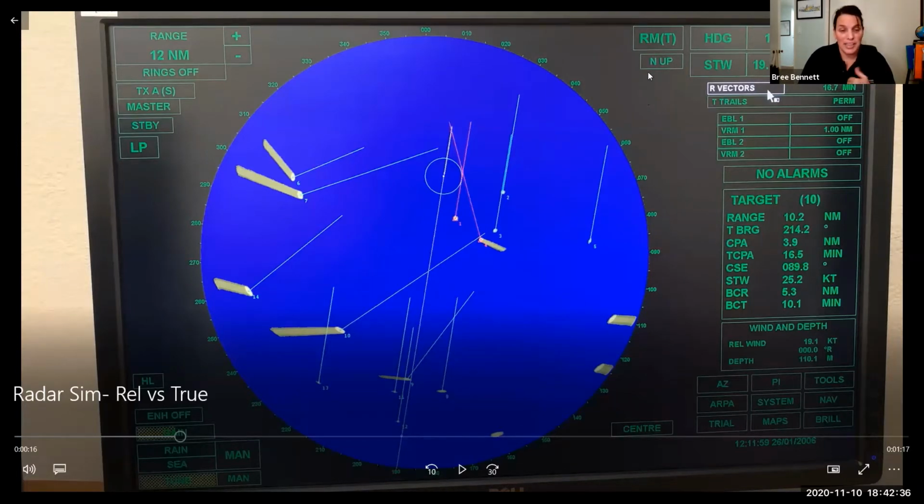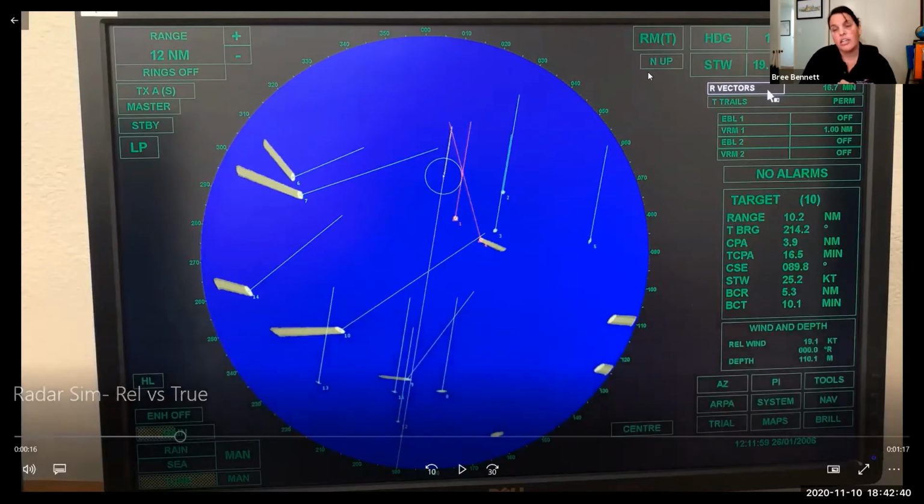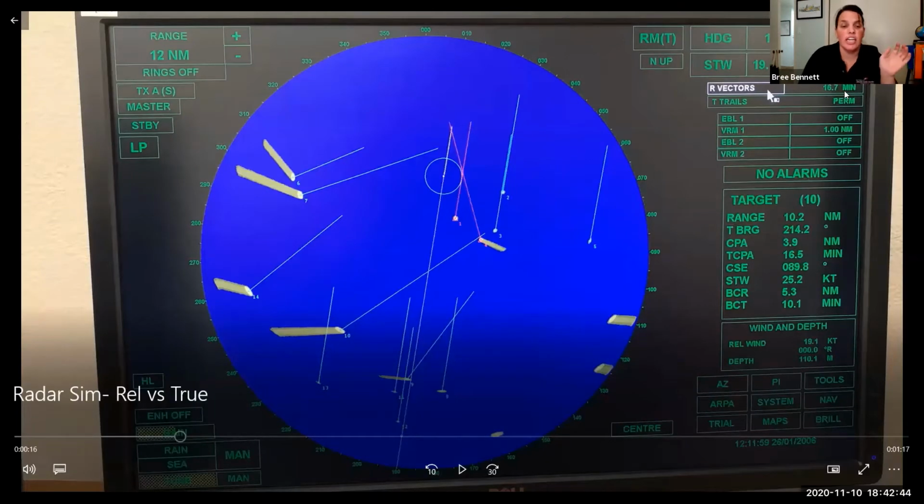But we are doing this all by hand. And you can do that on the targets or yourself, right? Correct. So when you change the vector, it changes the vector for everybody, for yourself, for the targets, for everybody.